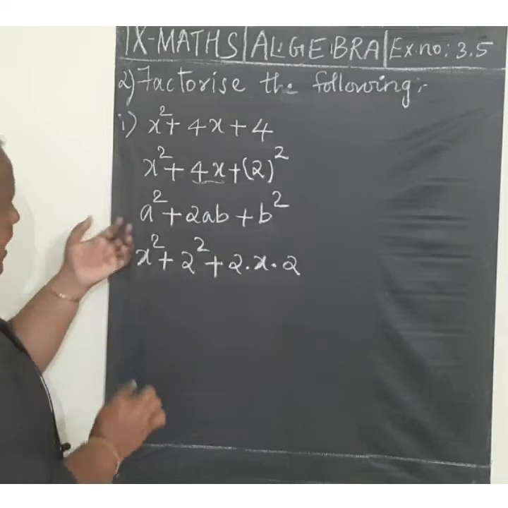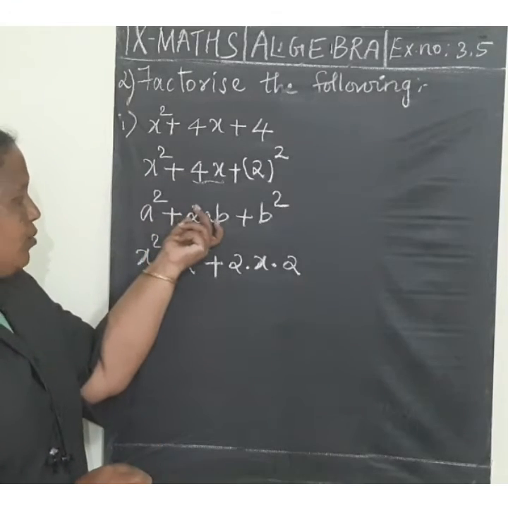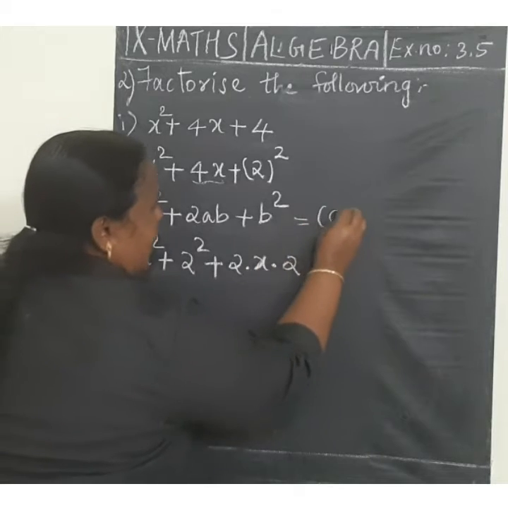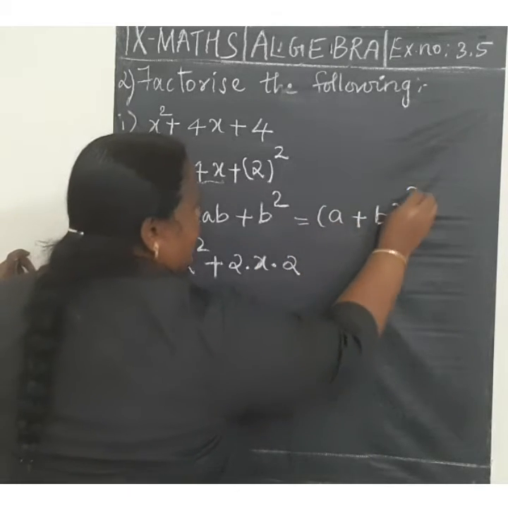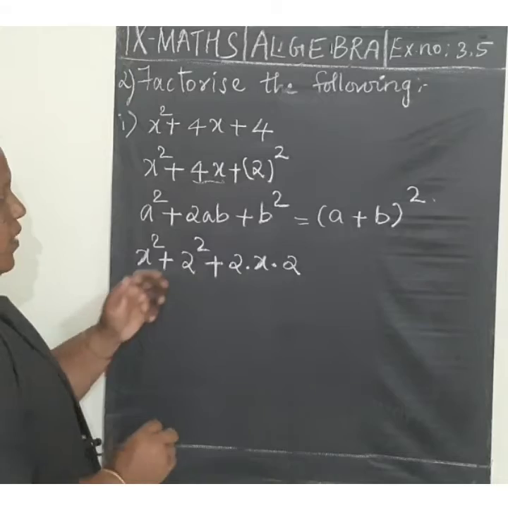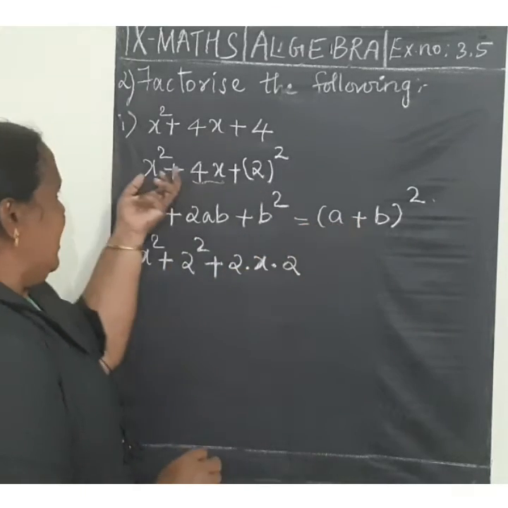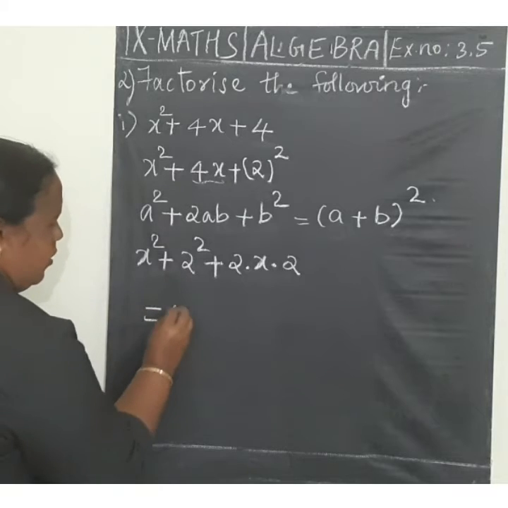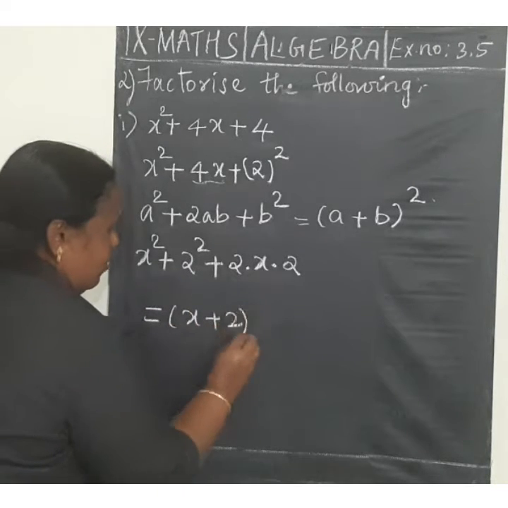For this identity, a square plus 2ab plus b square is equal to, we know, a plus b the whole square. So we have taken a as x, b as 2. So this is equal to x plus 2 the whole square.